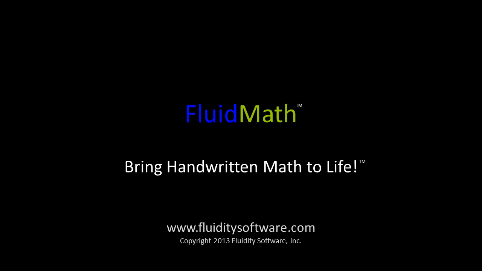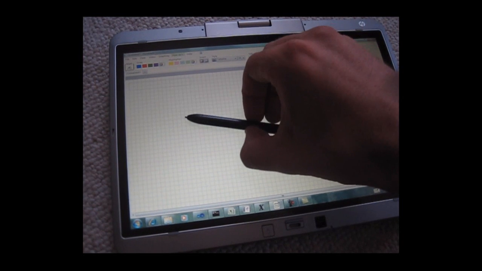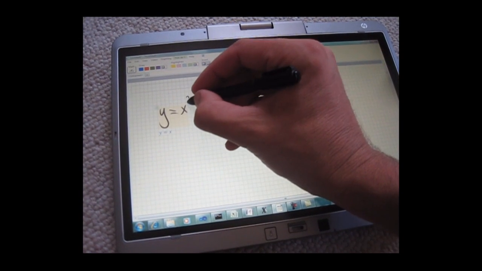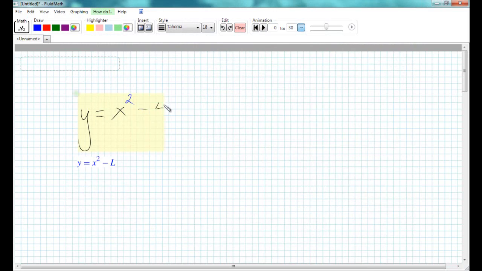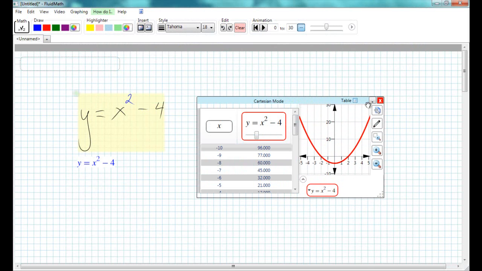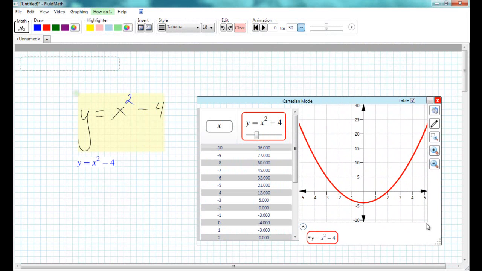Welcome to Fluid Math. Fluid Math brings handwritten math to life. Fluid Math is a math teaching and learning tool for teachers and students in middle school and high school mathematics, designed specifically for pen and touch computing environments like tablet PCs and interactive whiteboards.